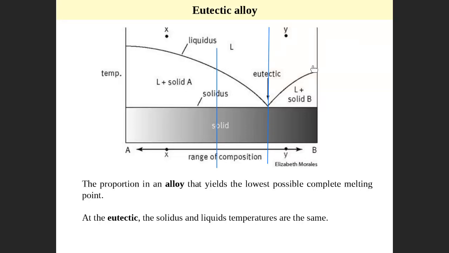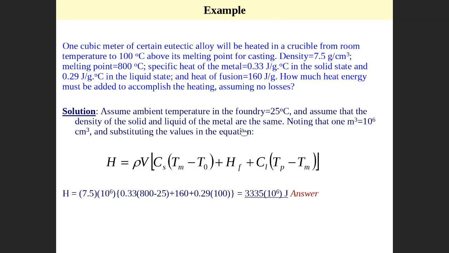So a eutectic alloy means that the material will totally change from solid to liquid at a certain constant temperature. No change here. It's only 1 point, as you can see here. So no change in temperature. This is the meaning of eutectic alloy. So 1 cubic meter of a certain eutectic alloy will be heated. When we say eutectic, we talk specifically about a certain percentage of A and B, a certain point. It will be heated in a crucible furnace.